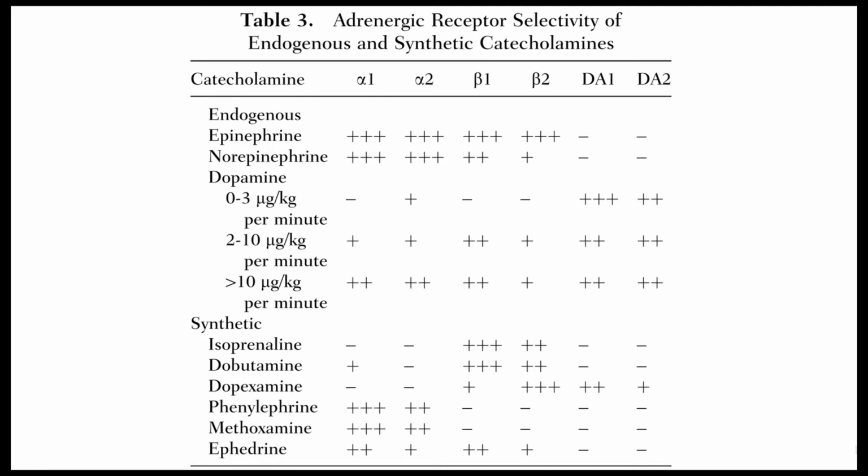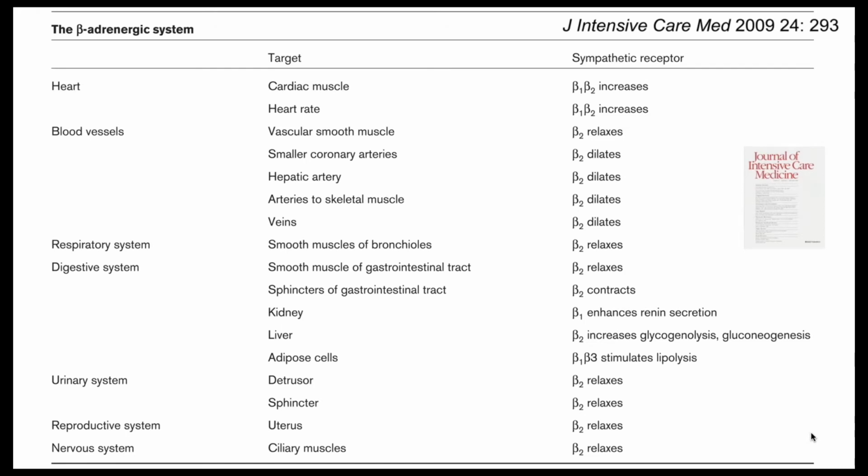So this table basically shows the different catecholamines that are being used currently, that is epinephrine, norepinephrine, dopamine, isoprenaline, dobutamine, and their effect on the various receptors like alpha 1, alpha 2, beta 1, and beta 2. Now, though our primary focus is on the alpha action, the beta system is something which is important, and it gets affected with excessive catecholamines. It can affect the heart, blood vessels, the respiratory system, the digestive system, urinary, reproductive, and nervous system.